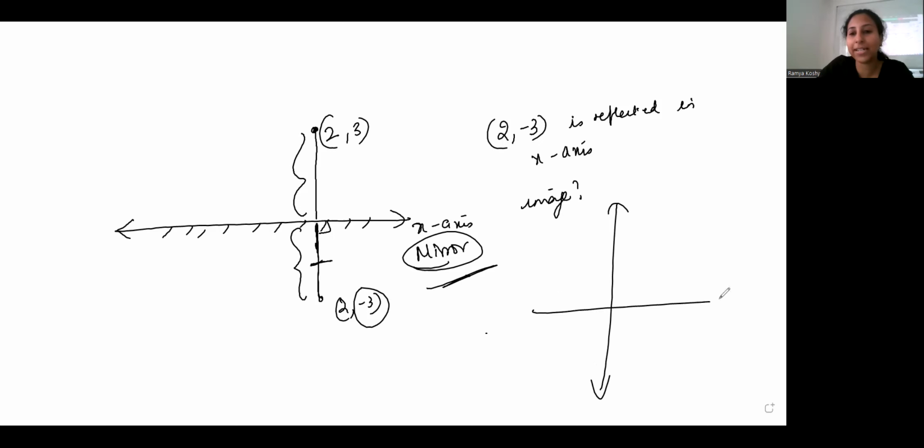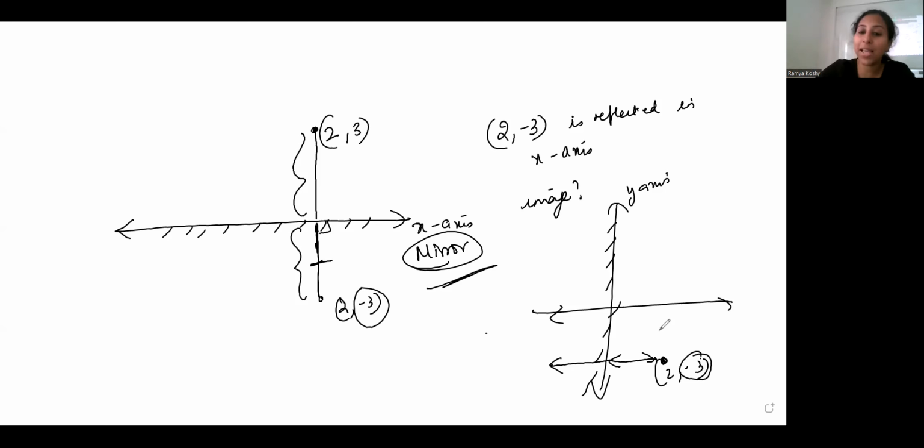Suppose I was reflecting this point 2 comma minus 3 in the y-axis. The y-axis is behaving as a mirror. Then what will happen? The y coordinate will remain the same, but this distance is going to get reflected over here. So the x coordinate sign will change. So the reflection in the y-axis will be minus 2, minus 3. Is that okay? Yes, ma'am.